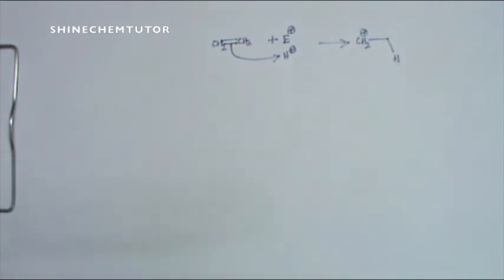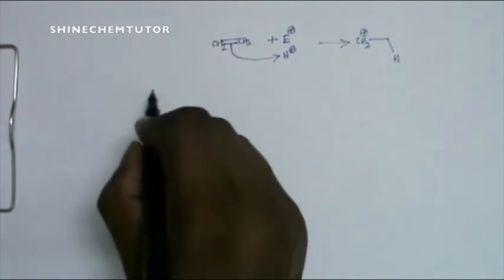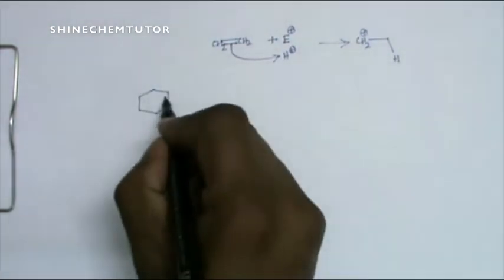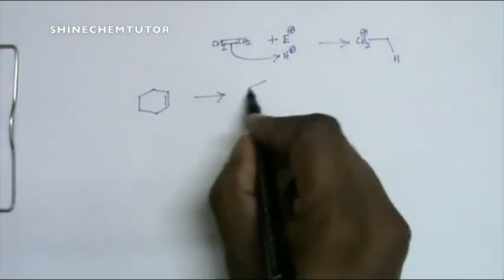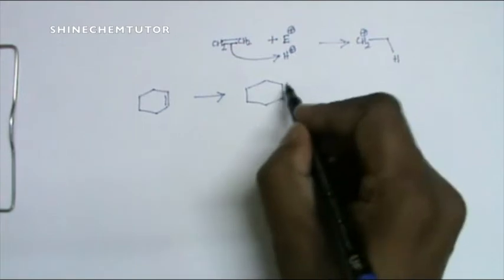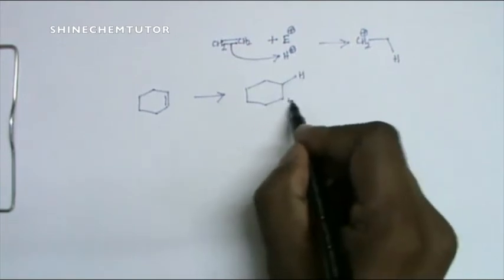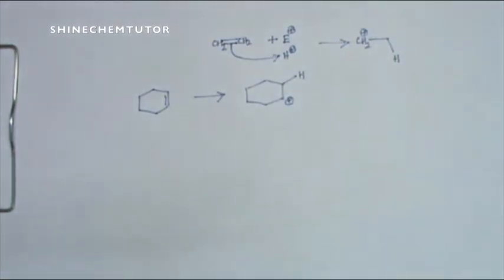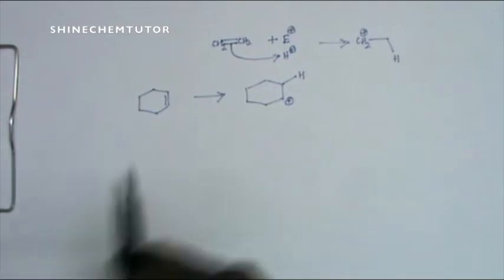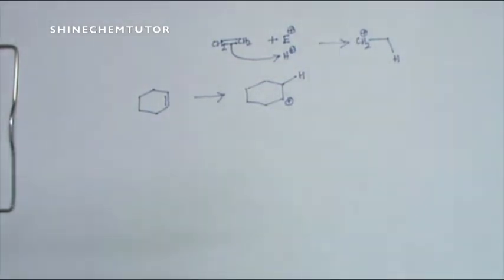Since I have taken a symmetrical alkene, there is no question about the regioselectivity. Even if I go for cyclohexene, on one side hydrogen will be added, and on the other side plus charge will be generated. Even if I add hydrogen on this side, whatever I get will be the same because it is a symmetrical alkene.